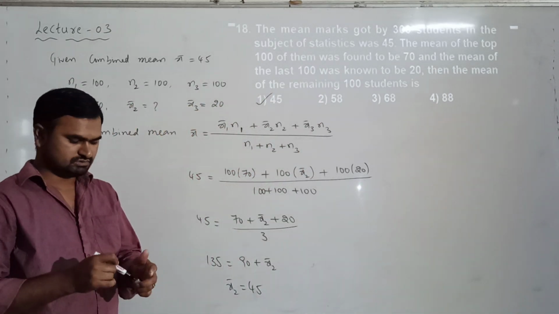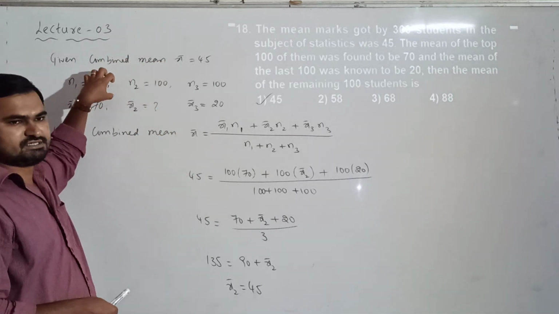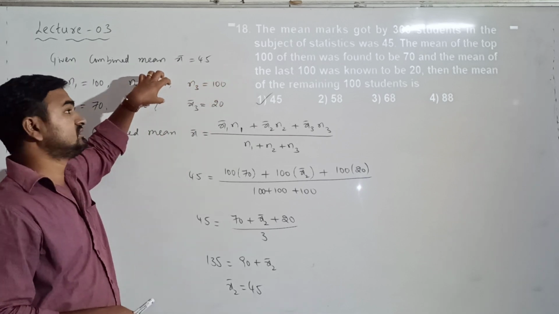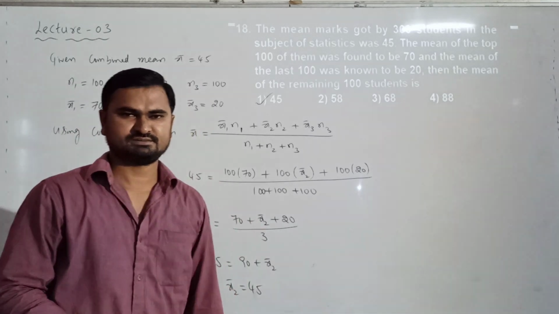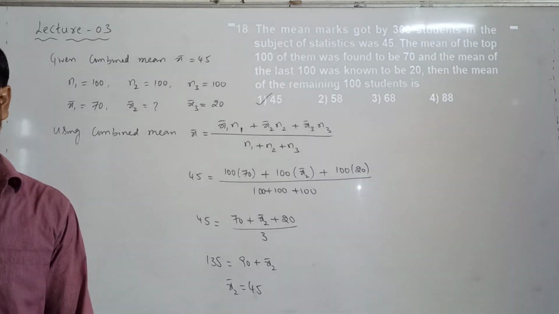Understand? So total 300 students we are dividing into 3 groups. The averages of top and last 100 students are given. Now using the combined mean formula we are finding the average of the middle students. Okay. Now let us go to next question.